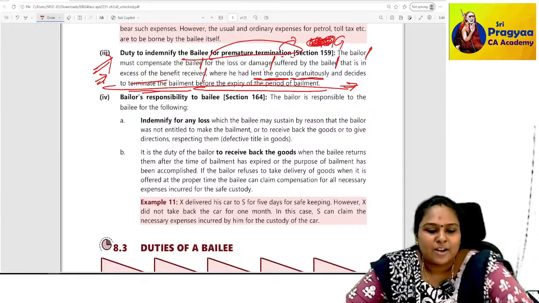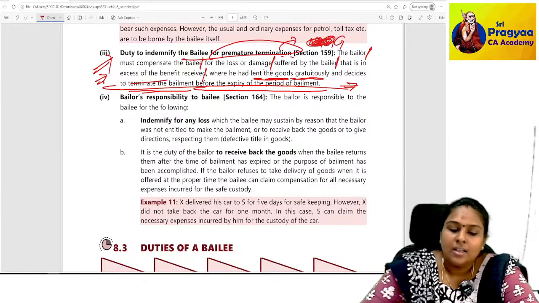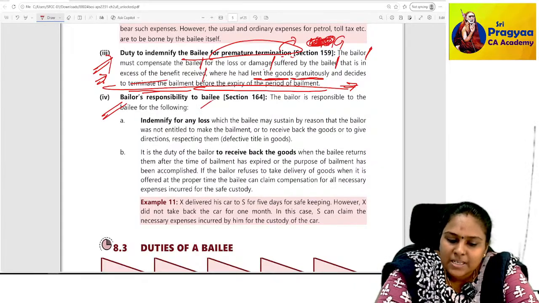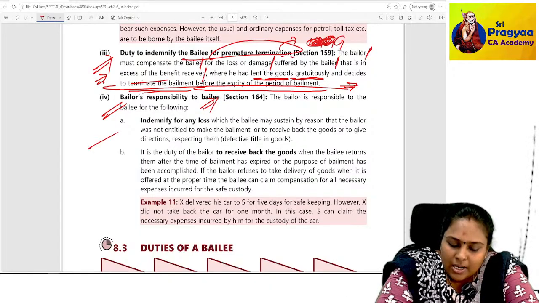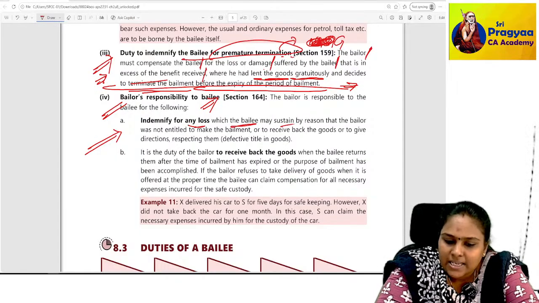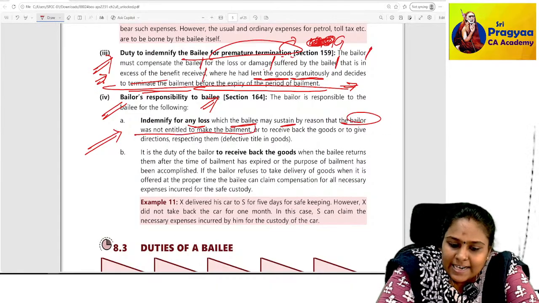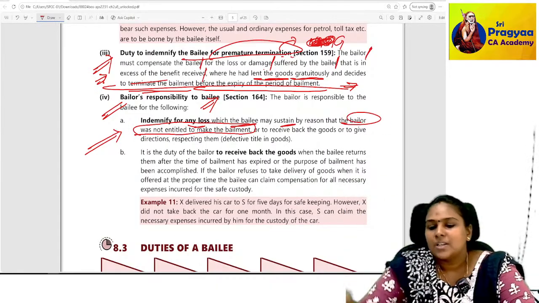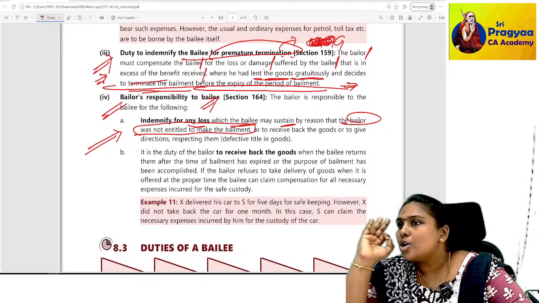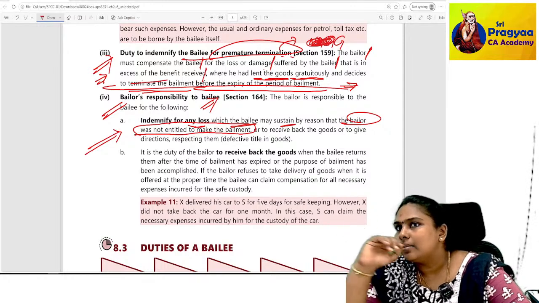Next one, bailor's responsibility to the bailee. First one, to indemnify the loss. Indemnify for any loss which the bailee may sustain by reason that the bailor was not entitled to make the bailment. Stop. When is the bailor not entitled to make the bailment?